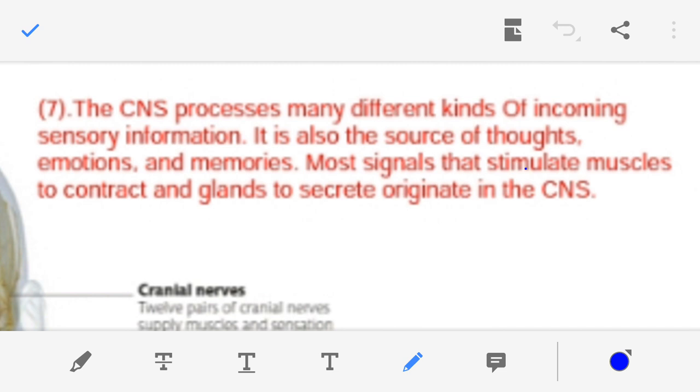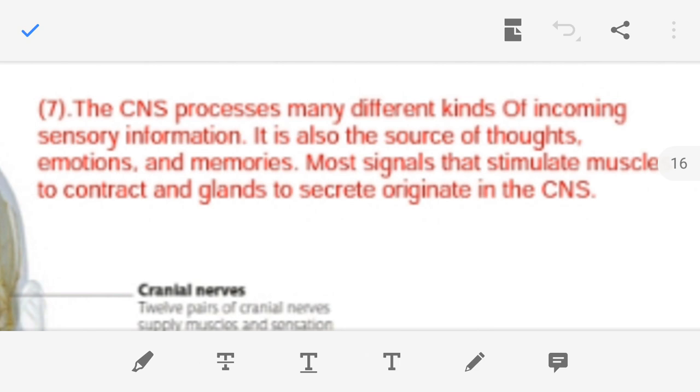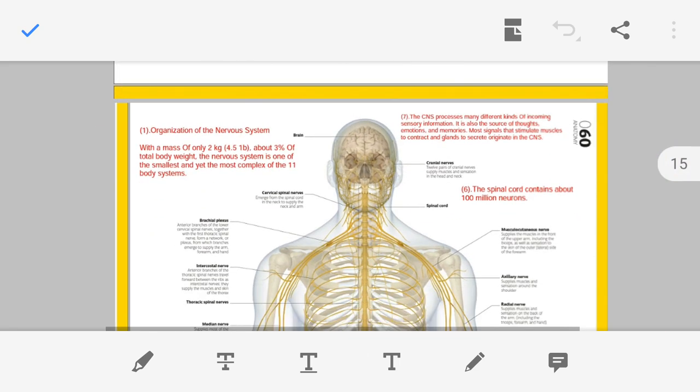Most signals that stimulate muscle to contract and glands to secrete originate in the CNS. Muscle contraction is also controlled by the CNS. Let's say you decide to walk, you decide to run, you decide to exercise, you decide to write. So who is giving the order? The CNS is giving the order with the help of nerve and nerve impulse to the muscle. Then in our body various kinds of glands are present, and the secretion of these glands is controlled by the central nervous system. So this is the seventh point.